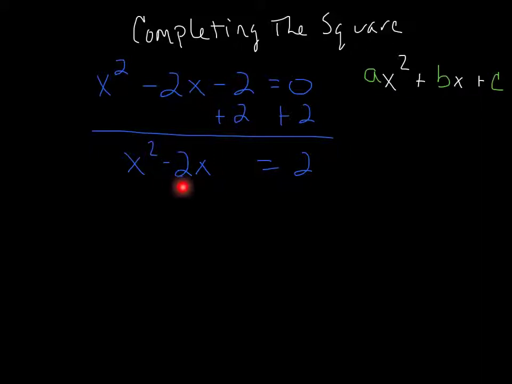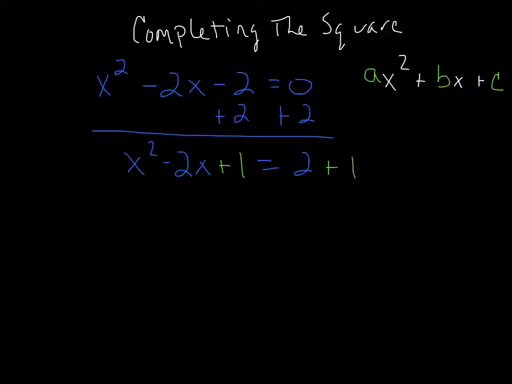So what you want to do after you've moved the constant over is go to the b, the negative 2 here. You're going to cut it in half, and then you're going to square it. If I cut negative 2 in half, I end up with negative 1, and then you square that. Negative 1 squared is 1. So once you have that, you add it to both sides.